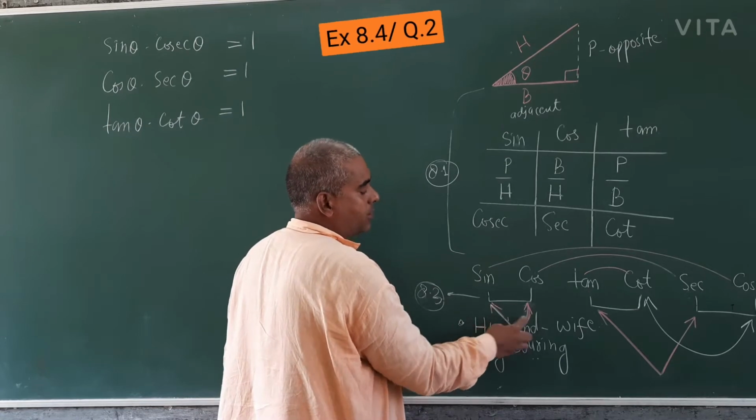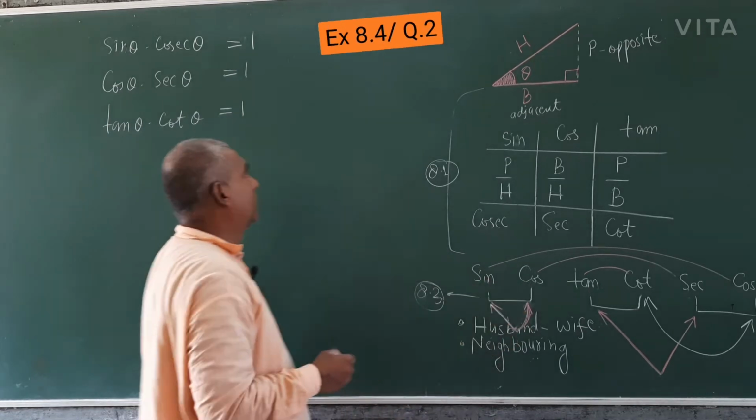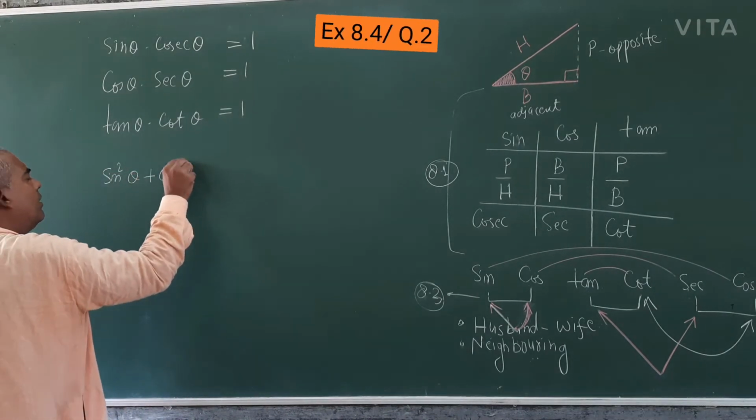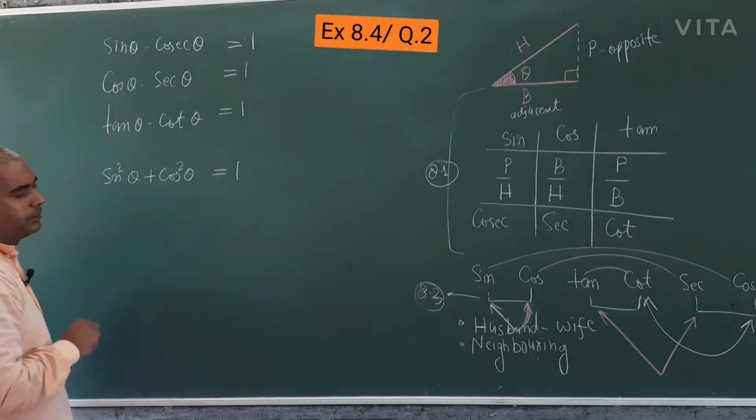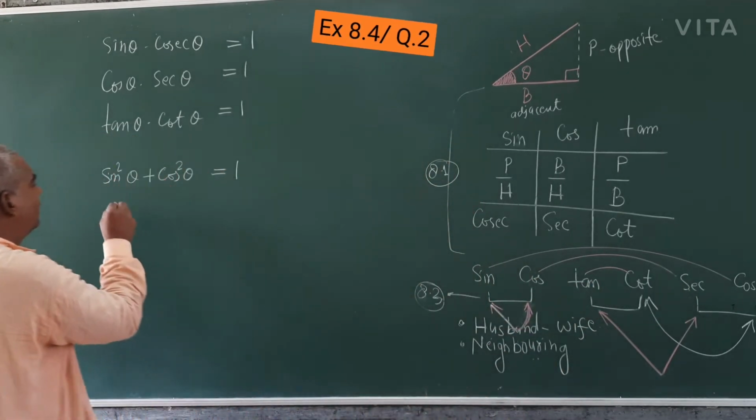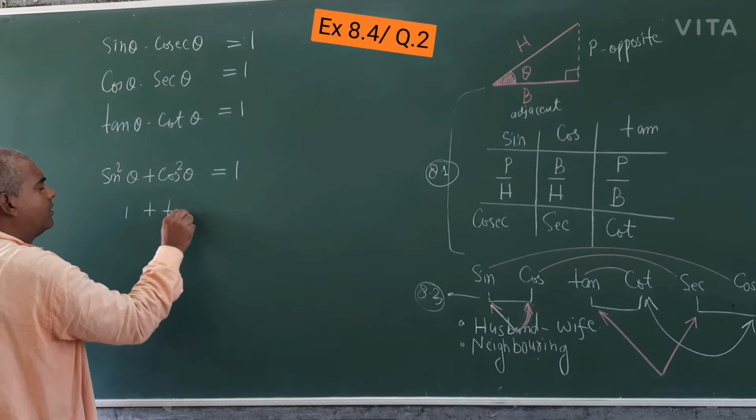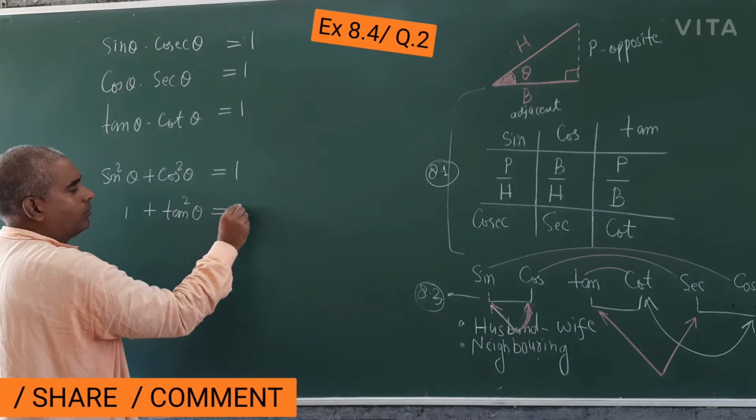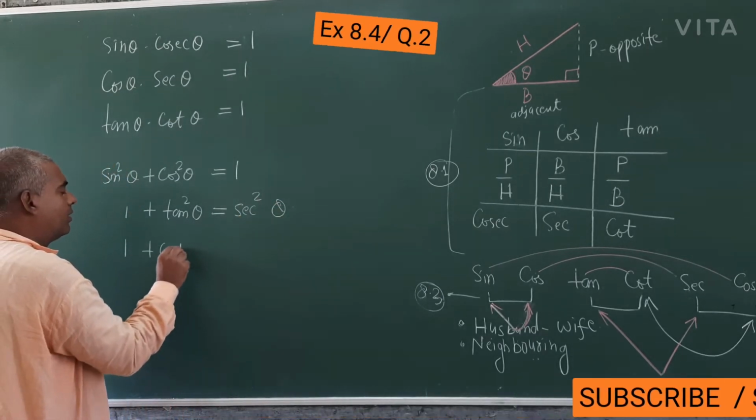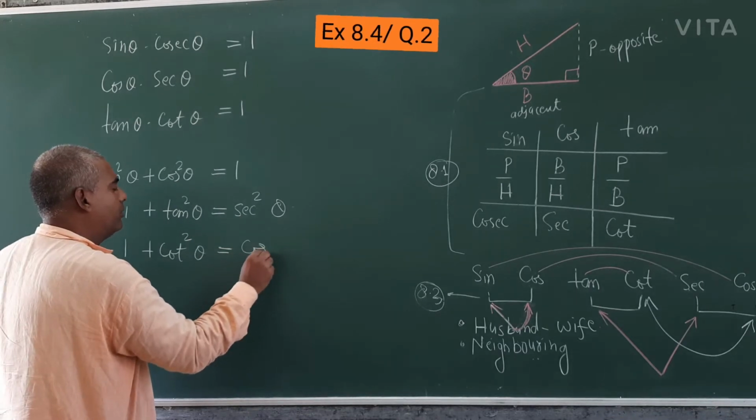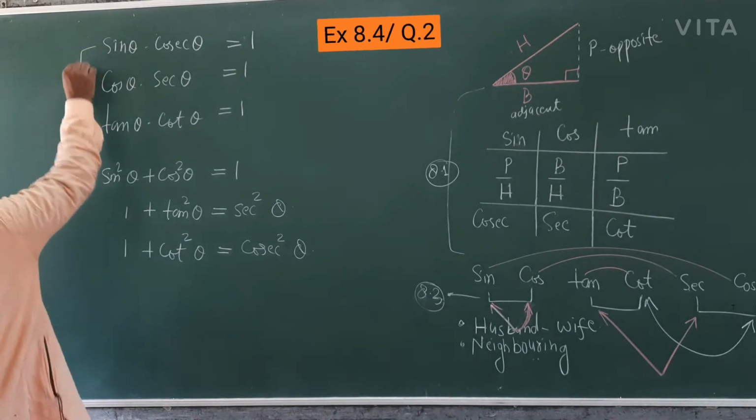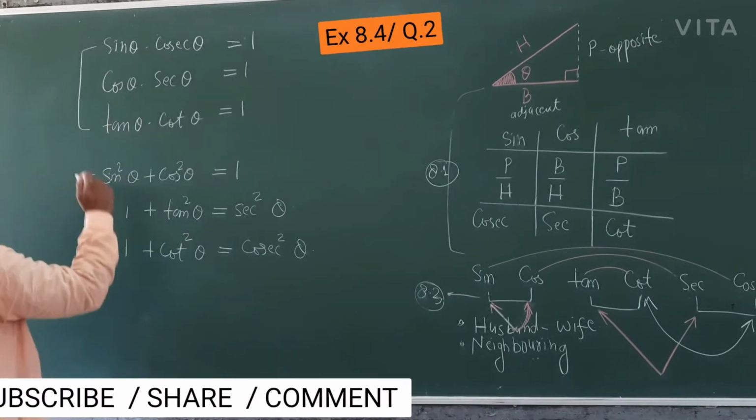This one, Pythagoras theorem. Pythagoras theorem was sin and cos. So that was sin square theta plus cos square theta is equal to 1. And this I have told you, husband and husband: 1 plus tan square theta is equal to sec square theta, and 1 plus cot square theta is equal to cosec square theta. You know, in total we have 6 relations, 3 formulas here and 3 formulas here.